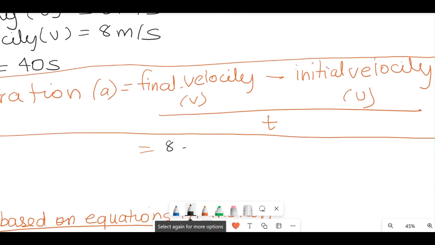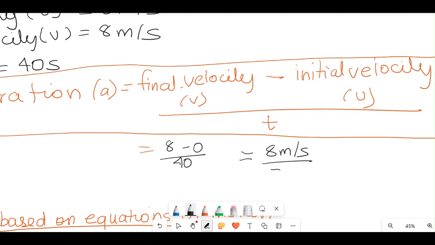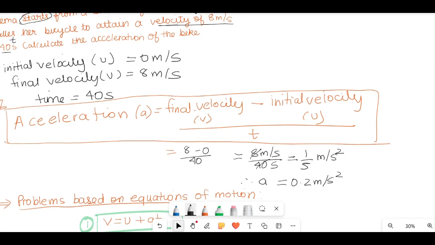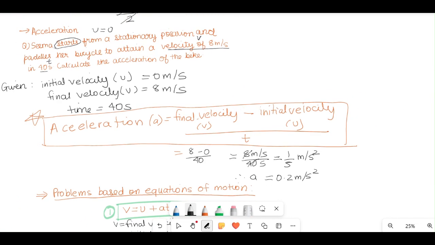So 8 minus 0 upon 40. So 8 meters per second upon 40 seconds will give us 1 by 5 meters per second square, which gives us 0.2 meters per second square. Therefore, your acceleration here is 0.2 meters per second square.